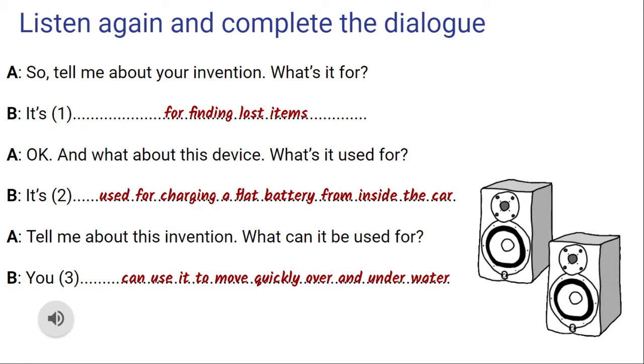The second means of inquiring about the use of a device, we say simply, what is it used for? The answer could be, it is used for. And the last way, what can it be used for? And we answer using the same model of ability. You can use it to move quickly over and under water.